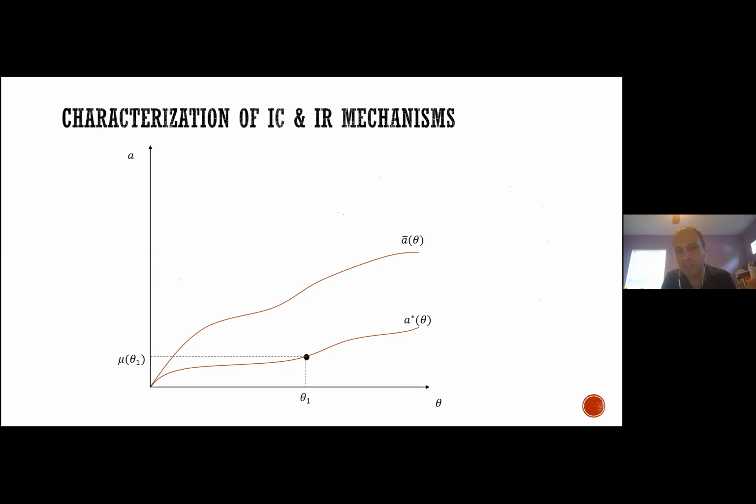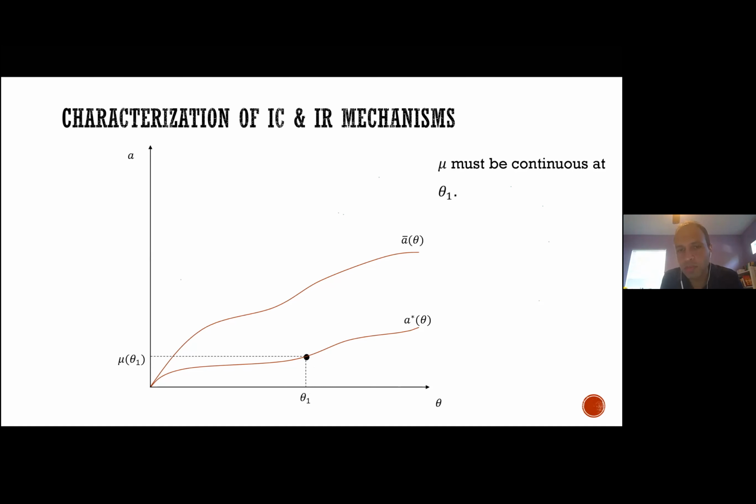So let's look at a type theta. We looked at a type theta 1 who was prescribed either a higher or lower action than its optimal action. So now let's look at a type theta 1 who is prescribed her optimal action by the mechanism. So mu of theta 1 is exactly equal to A star of theta 1. In that case, my first argument is that the mechanism must be continuous at point theta 1. Okay, so that's my first claim.